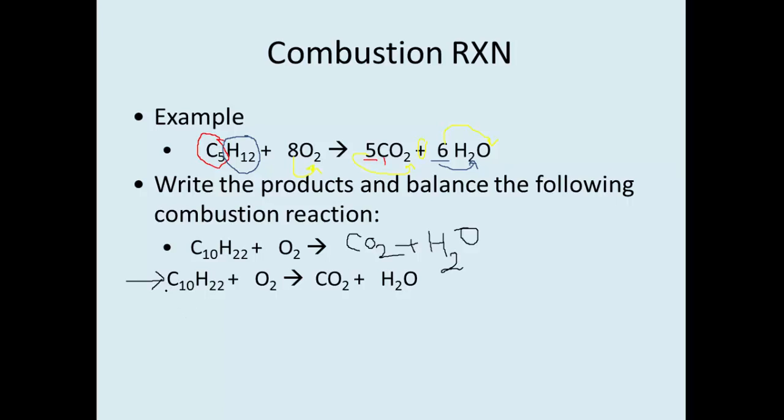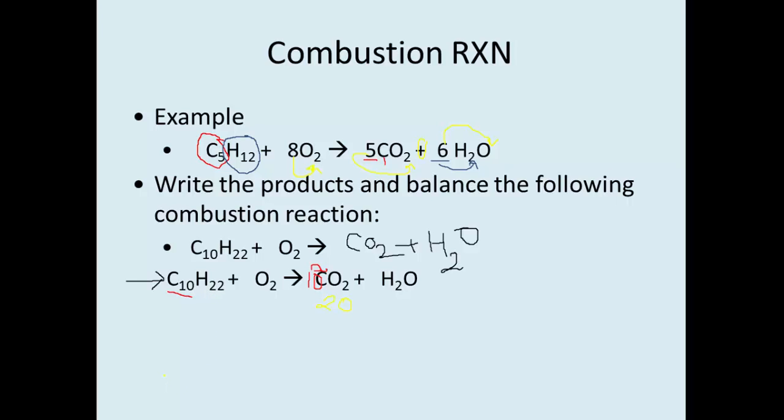Well, let's look. On the starting side here, we have 10 carbons. On this side, we only have 1. So we know we have to add a coefficient of 10 here. So now we have 10 carbons on this side. That matches with the 10 carbons on the reactant side. But now that also changes the oxygen here. So 10 times 2 gives us 20. So right now we're at 20 for oxygen.